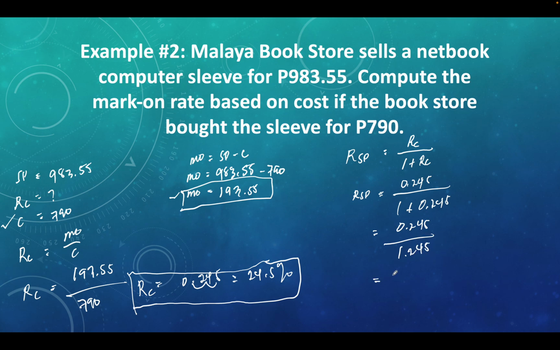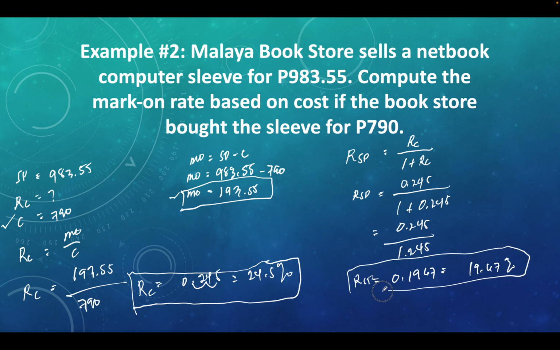Then, on your calculator, 0.245 divided by 1.245, makukuha natin is 0.19678714859438. So, kunin na lang natin yung apat na digits. So, we have 0.1967. So, kapag ginawa mo yung percentage, we have 19.67%. So, this is rate based on the selling price.